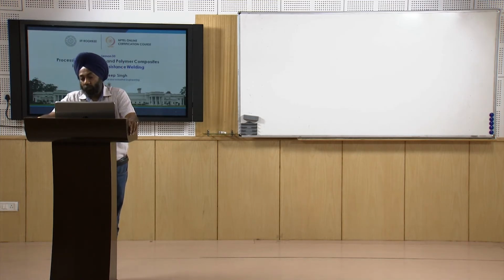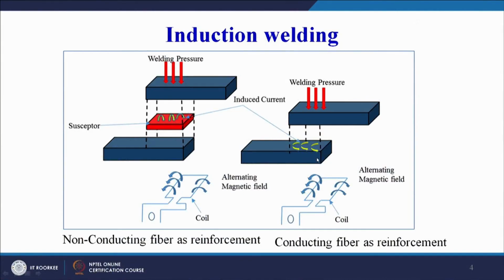But in case of a conducting fiber reinforcement, for example carbon or graphite fibers used to reinforce our thermoplastic matrix, we do not need a susceptor material. Directly we will take our two composite plates, this is composite number 1, this is composite number 2, and we will induce the current at the joint interface. We will apply the pressure and we will be able to develop the joint.